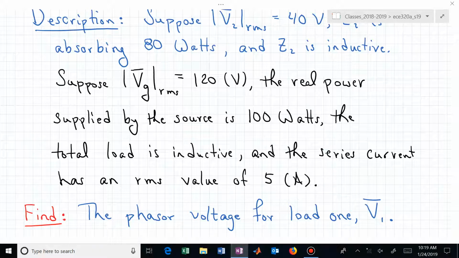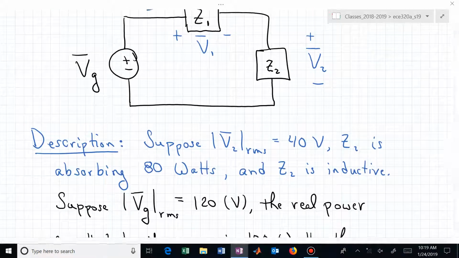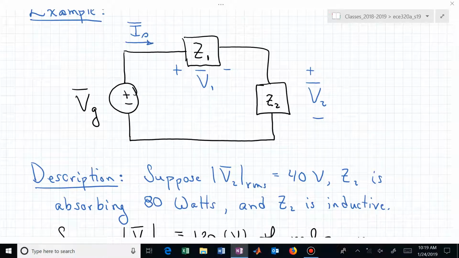Given this information, our task is to find the phasor voltage for load number 1. So we're given some magnitudes. We don't know the direction of those voltages. We know the magnitude of the current. We know that Z2 is inductive, and we know some powers of the second load and the source.